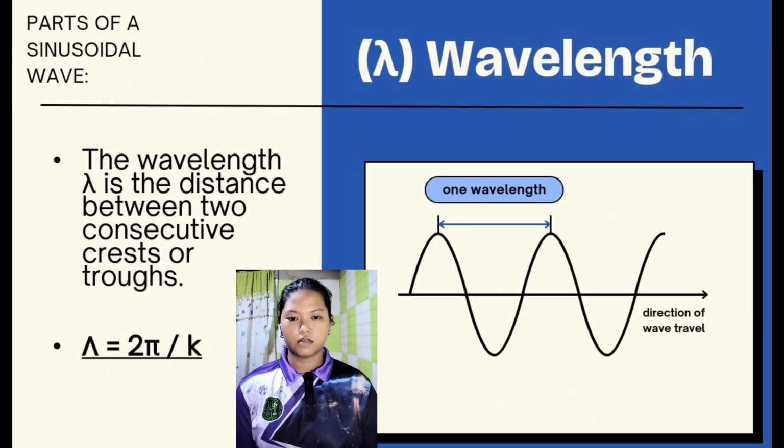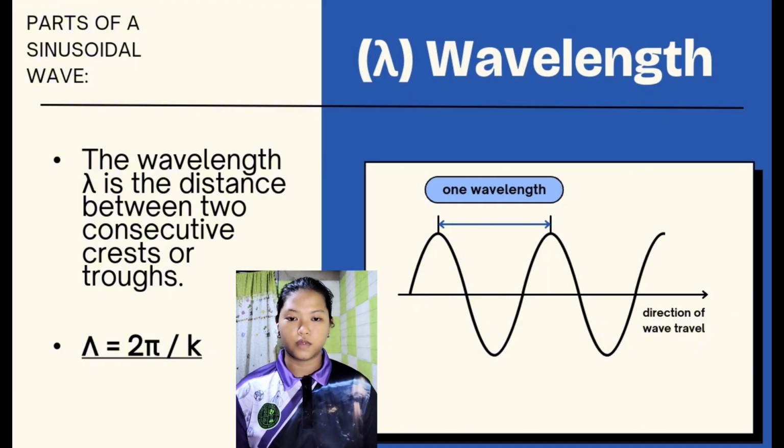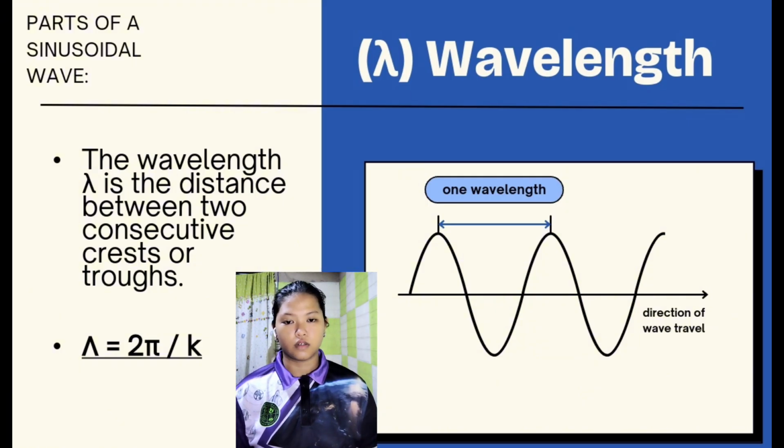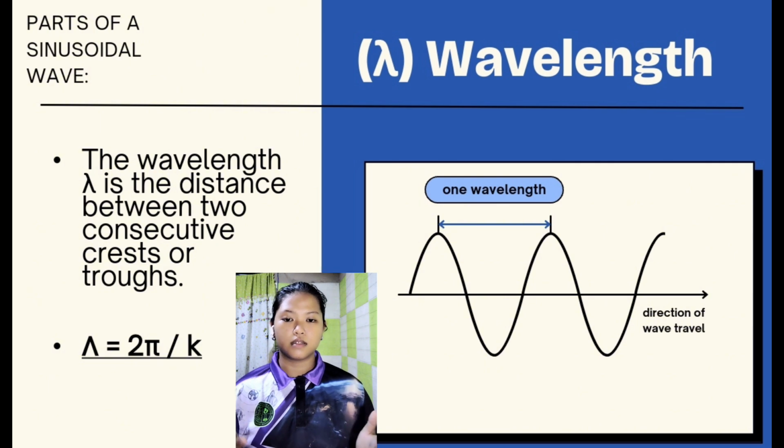Next is wavelength. Wavelength is the distance between two consecutive crests or troughs. So wavelength is the distance between two similar points of a wave, for example, from one crest to the next crest. If the waves are closer together, that means a shorter wavelength. If they are farther apart, that means a longer wavelength.